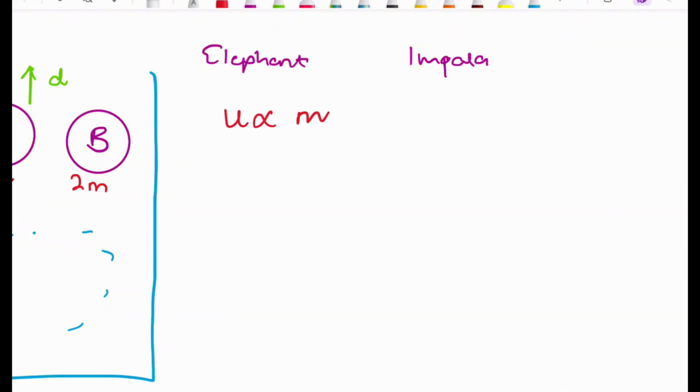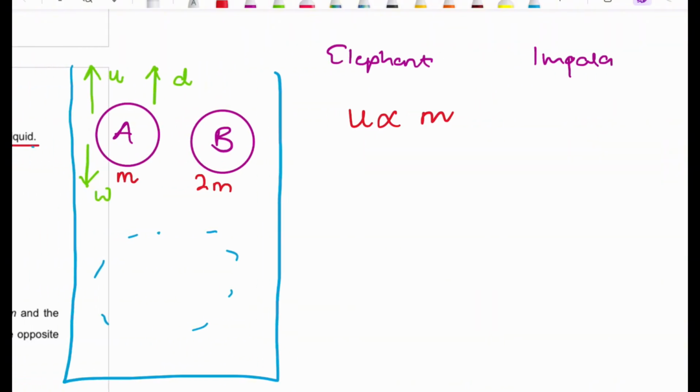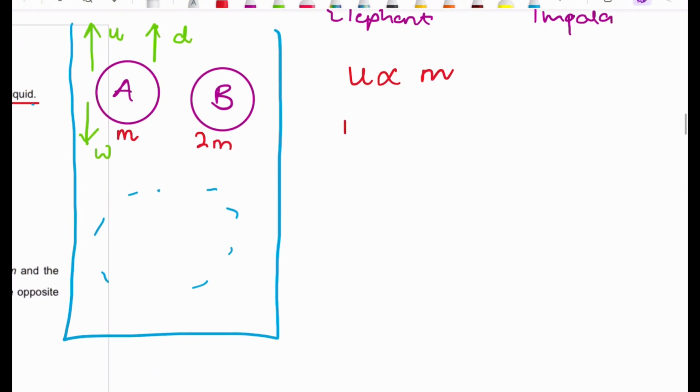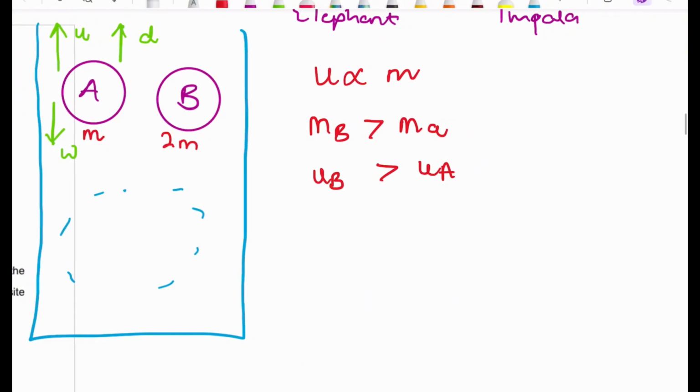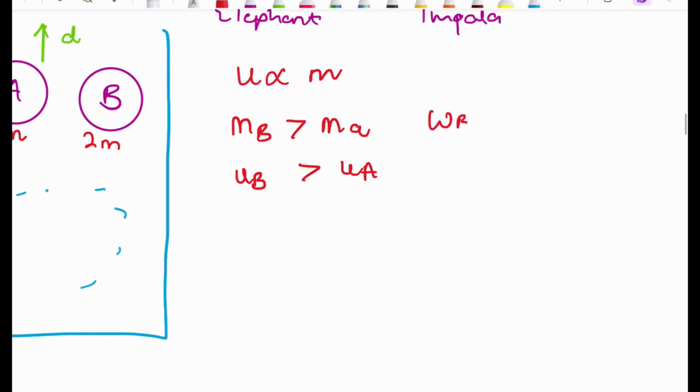The greater the mass, the greater the upthrust. So basically, if the mass of body B is greater than the mass of body A, the upthrust of body B has to be greater than the upthrust of body A, because it's going to be bigger. But if the mass of body B is greater than the mass of body A, the weight of body B is going to be greater than the weight of body A.